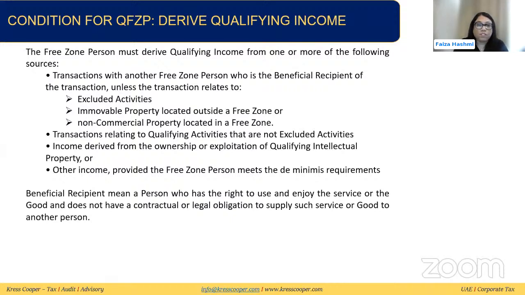Any income derived from the ownership or exploitation of qualifying intellectual property is also qualifying. There is also a small portion of income, like we discussed before, because there's a de minimis requirement that should not be breached. If we are within the de minimis requirement, any other income which might not be qualifying income would also be considered as qualifying income. So this is the first condition: the qualifying free zone person needs to be deriving this qualifying income.